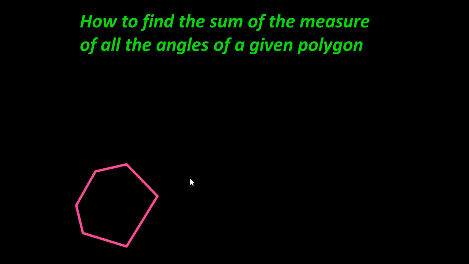Okay? All right, so now how to find the sum of the measure of all angles of a given polygon. So let's say I've got this shape here, and it's got 1, 2, 3, 4, 5, 6 sides. So we've got a hexagon. How do I find the sum of the measure of all the angles? And when I say that, I mean all the interior angles. No, these are not all congruent. I'm just using that to illustrate that. Okay, so all of these angles. How do we figure it out?